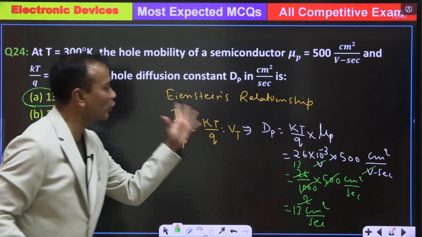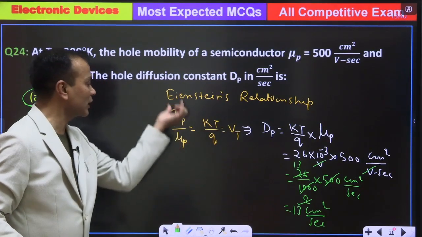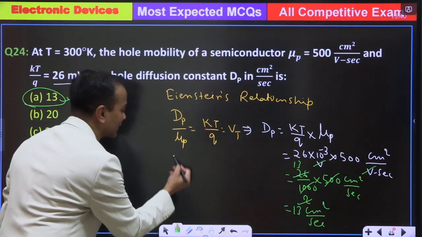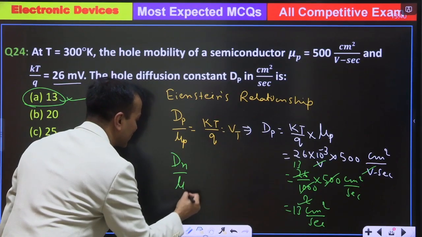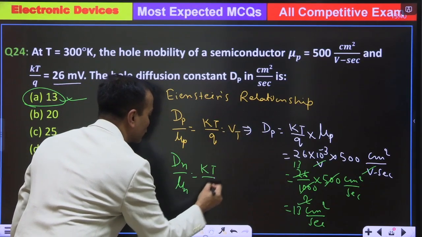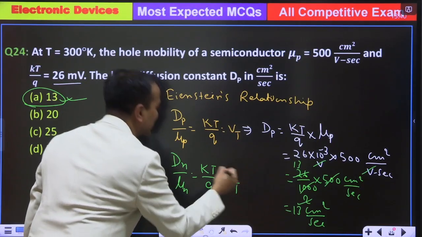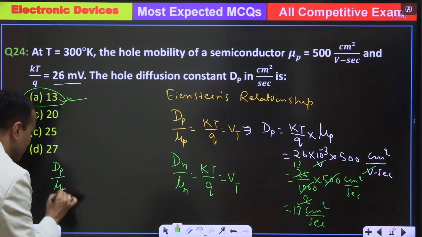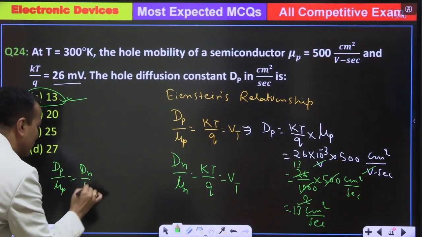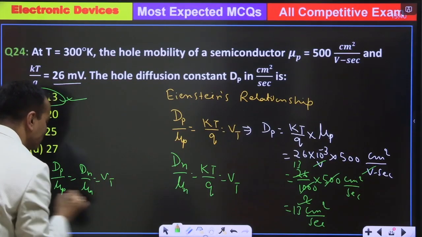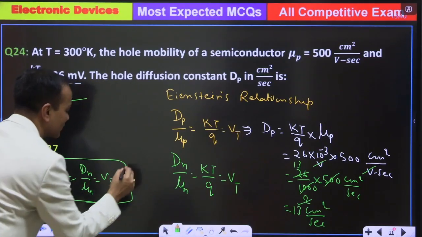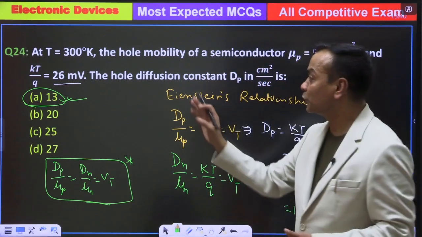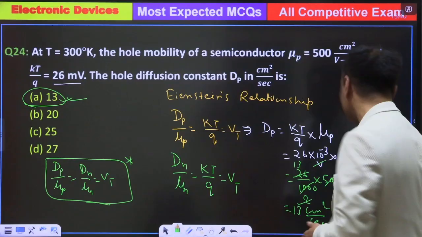You must note down this Einstein relationship formula. So dP by mu P is equal to kT by q is equal to Vt, or even we can say dN by mu n is equal to kT by q is equal to Vt, or combining these two, we can write dP by mu P is equal to dN by mu n is equal to Vt. This is the most important formula for this Einstein relationship part. So I hope you got this answer. Option A is the right answer for this question.